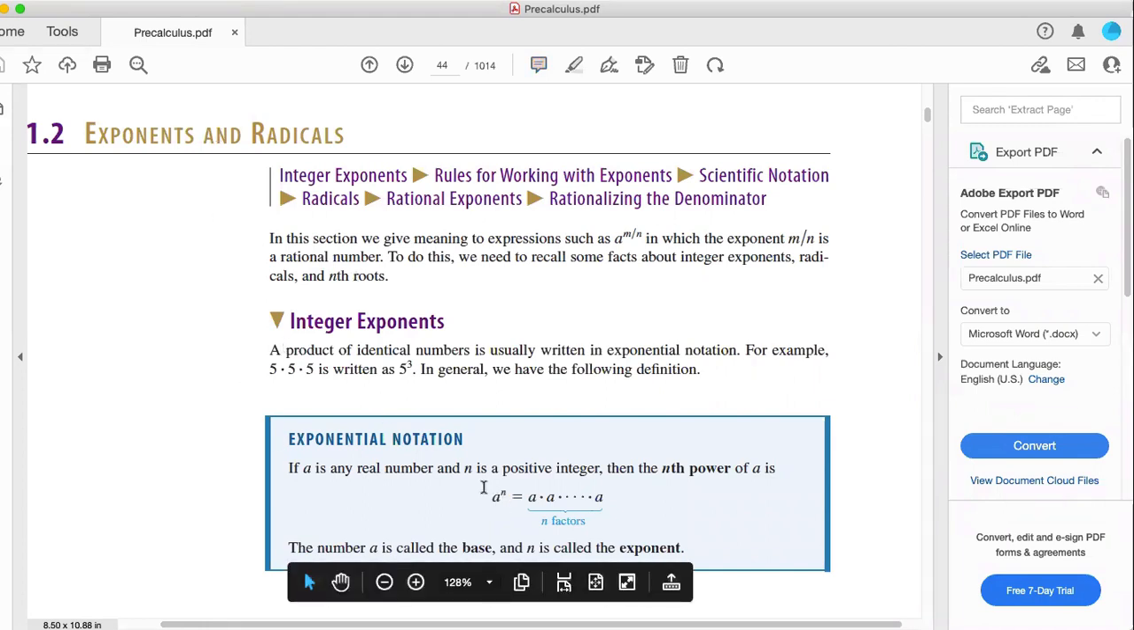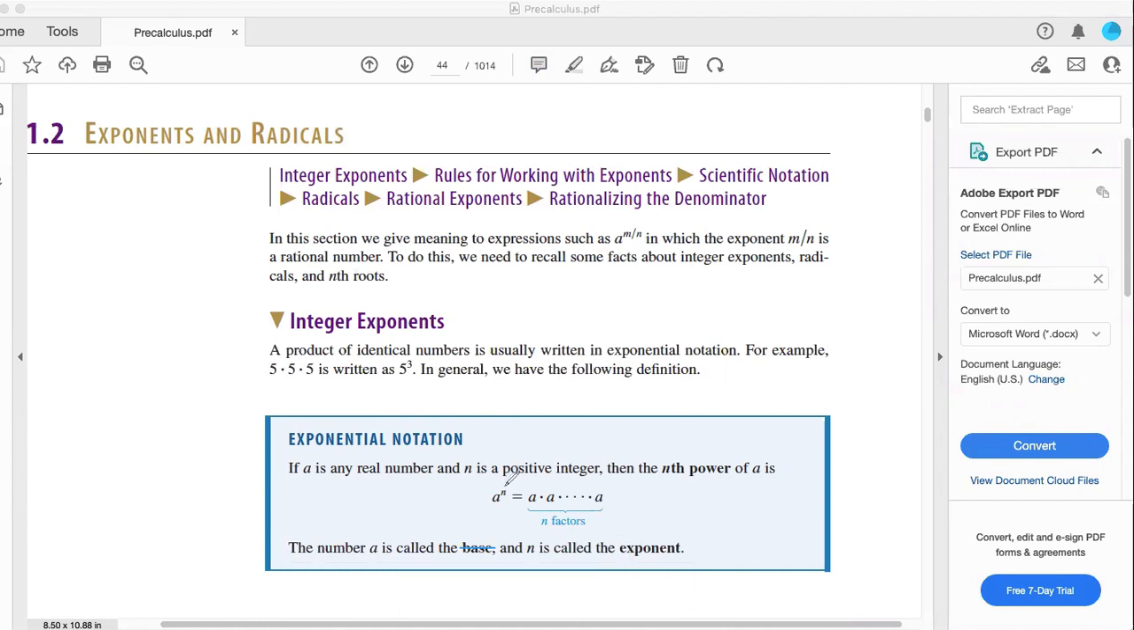So for example, if I have the number a, we call it the base. So a is the base, and n is the exponent. Basically, if I have a times a times a, n times, I can say that it is a to the n power. If I have a times a, I just multiply it 2 times, and that is equal to a raised to the 2 power.